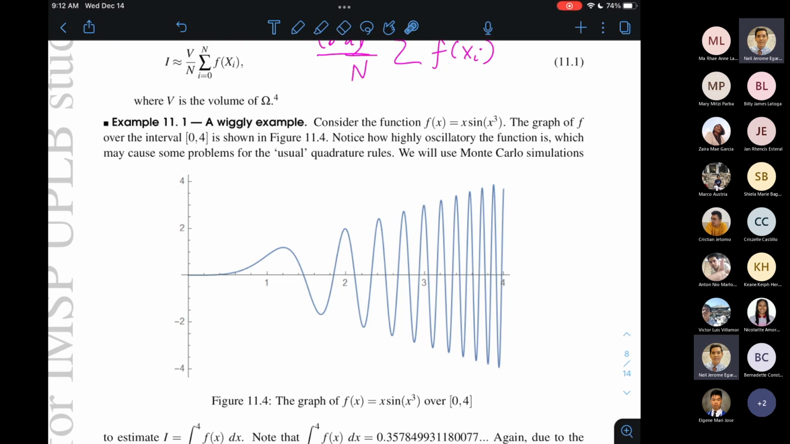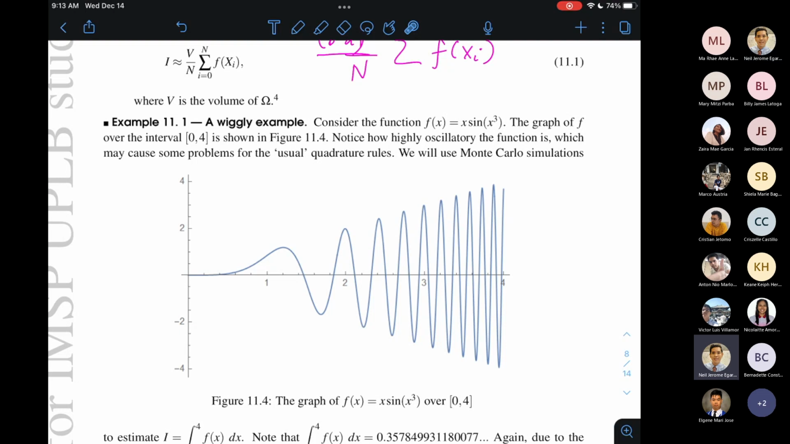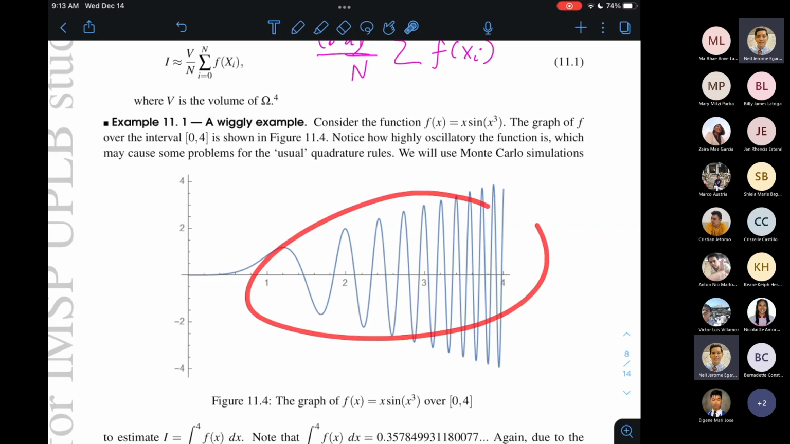Okay, halimbawa, weekly example. Halimbawa, ito yung function natin, x times sine x cubed. Now, in this particular case, hindi advisable na gumamit ng quadrature rules, especially if you cannot afford to use many points, because the function f is highly oscillatory. You see that it wiggles a lot. And if h is not small enough, if your step size is not small enough, then you won't be able to capture the oscillatory behavior of the function f.